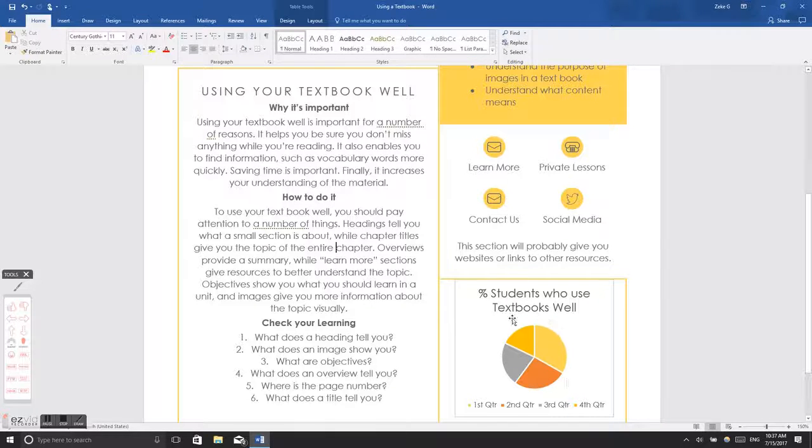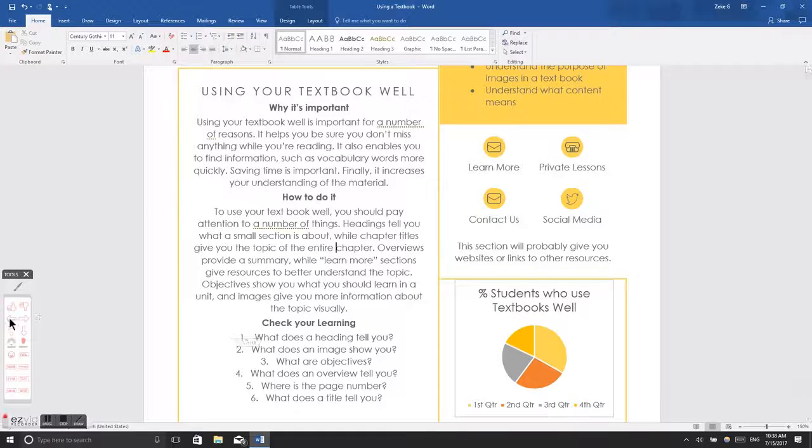So in this case, we do have an image down here. These statistics are made up. They're not real statistics. But it's the percentage of students who use their textbooks well in each quarter. So you can see that first quarter has the most students using their textbooks well, second quarter has the second most, third quarter the third most, and fourth quarter the fourth most. This gives you some background information, and also would be used to answer a homework question that asked something like, during what quarter do students use their textbooks the most effectively?